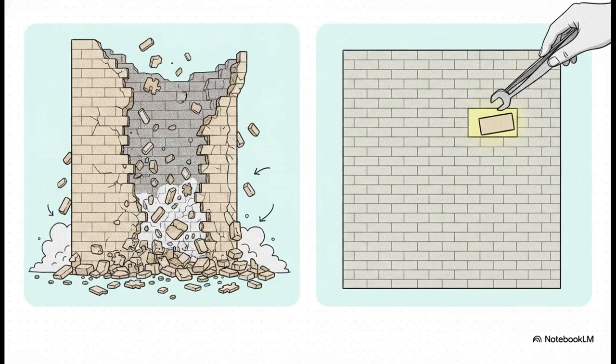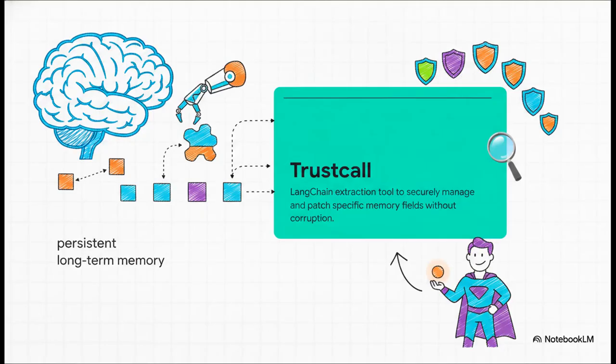And that is exactly why we have to use a targeted patch approach instead. You just slide out the old brick and slide in the new one. With patching, you're targeting and altering only specific, individual fields, leaving all your historical data perfectly intact. To execute these precise patches, we bring in TrustCall. This is a remarkably powerful LangChain extraction tool built for this exact scenario.